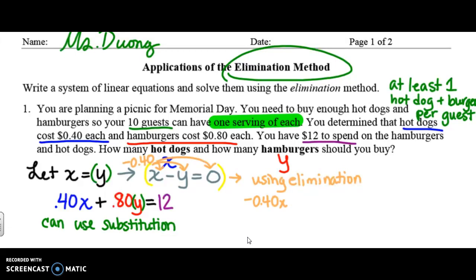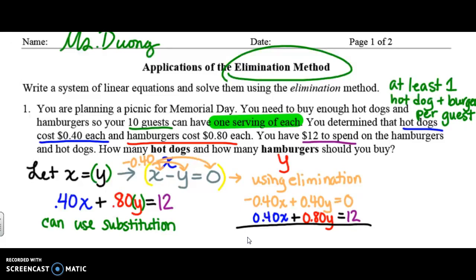And in order to get something to eliminate, I've decided to use x as my variable to eliminate. So I'm multiplying everything using the distributive property by negative 0.40. Okay? So the equation rewrites as negative 0.40x plus 0.40y equals 0. And you might be wondering why there's a plus sign in front of the y variable, but if you remember, a negative times a negative becomes a positive.